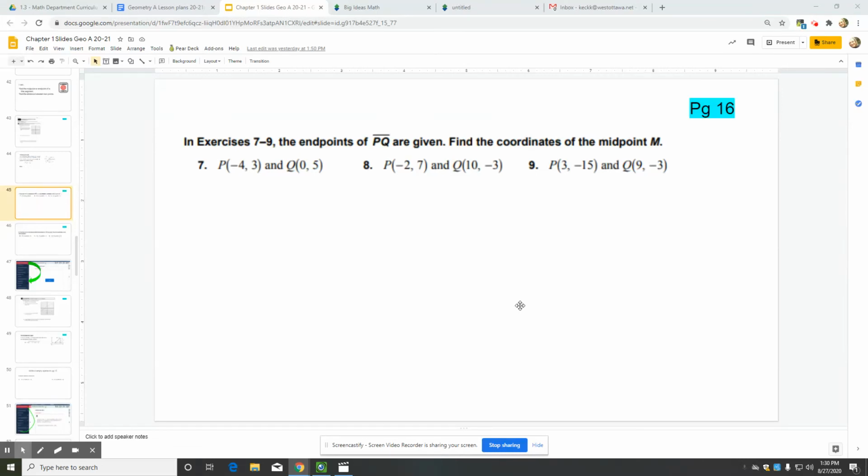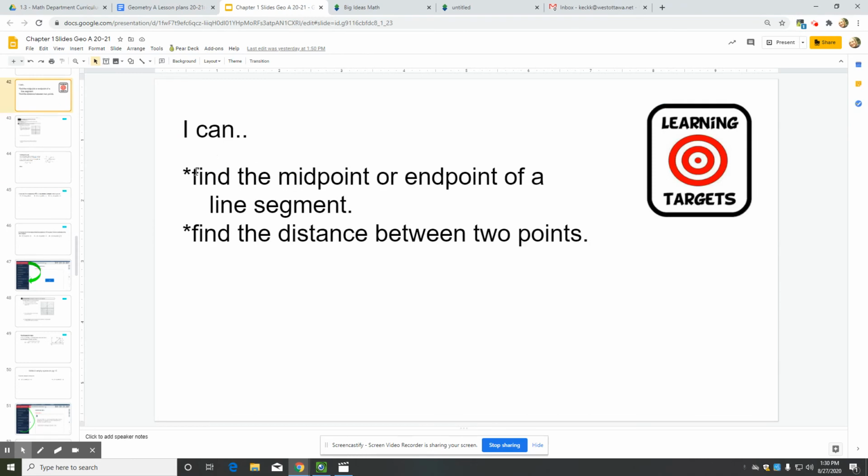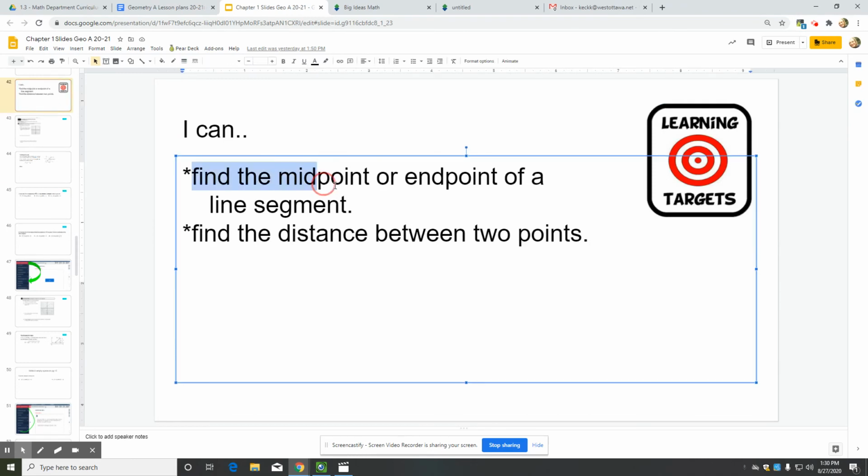In this video, we are working on the second part of lesson 1.3, and we are on page 16 in your student journals. We're going to do problems 7 through 12, and these problems have to do with our learning target of I can find the midpoint or endpoint of a line segment.